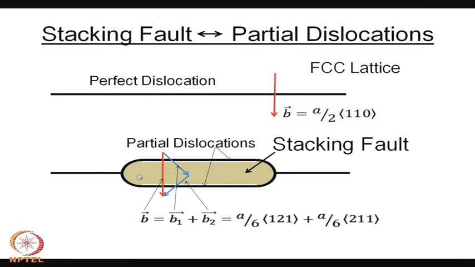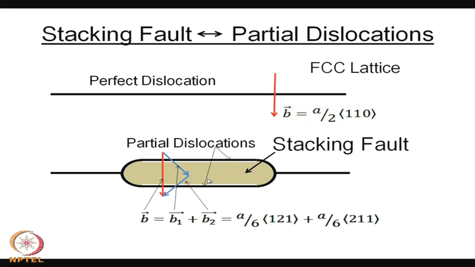Now, stacking fault may originate from different reasons, but one of the reasons is the formation of partial dislocations. We have earlier discussed perfect dislocations having some Burgers vector, and that is the direction in which the atoms move, and the distance by which the atoms move, that is defined as the Burgers vector. So, all dislocations are basically defined by a Burgers vector.